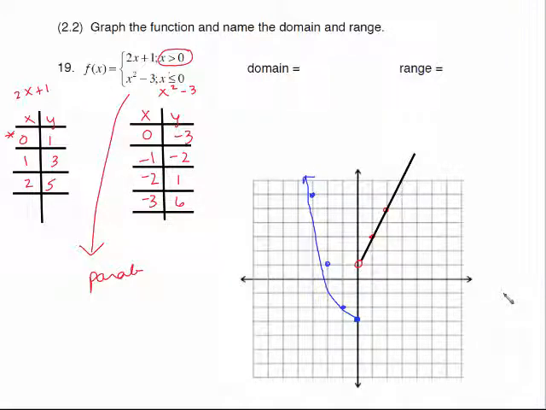Now, domain refers to your x values. How does this graph extend from left to right? Well, this is taking off forever and ever and ever this way, which means it is from -infinity. And where's it going over here? It is also going to infinity. Range refers to bottom to top. The least y value here is -3 with a square bracket. And where's it going? It's going on up to infinity.